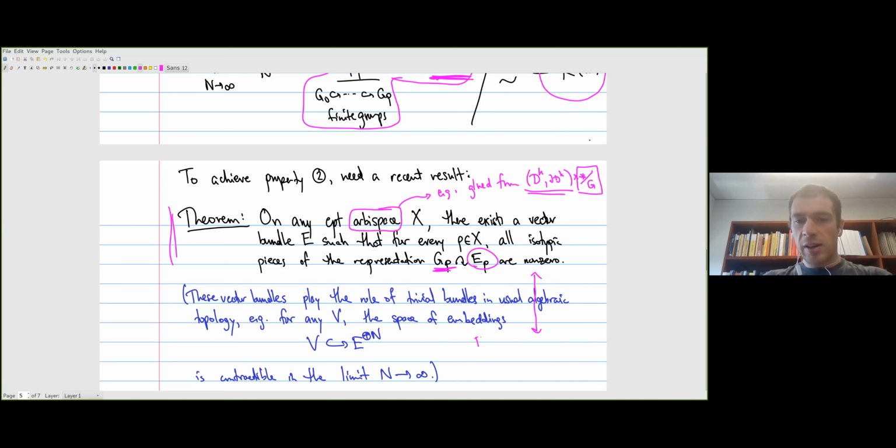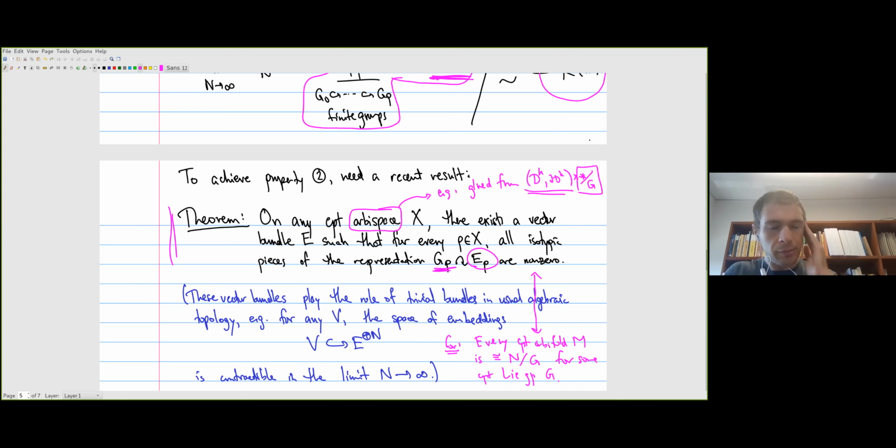Another way of stating this, actually, a corollary, is every compact orbifold M is isomorphic to N modulo G for some compact Lie group G acting smoothly on a smooth manifold N with finite stabilizers. So that's another way of saying this.